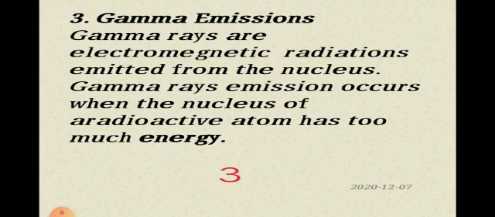In gamma emissions, the gamma rays are electromagnetic radiations emitted from the nucleus, and the gamma ray emission occurs when the nucleus of a radioactive atom has too much energy. As a result, the gamma radiations will be emitted from the radioactive substance.